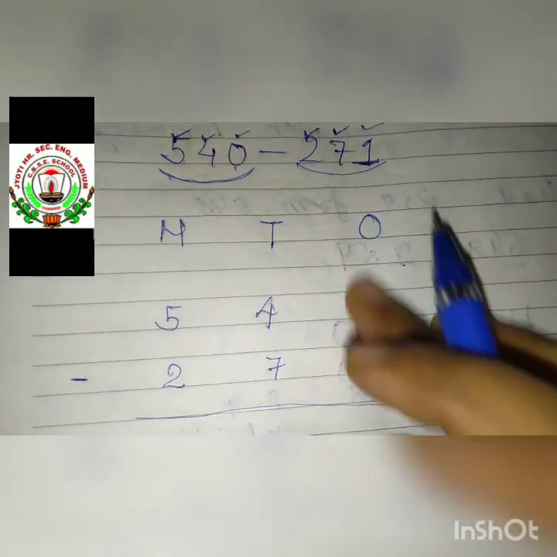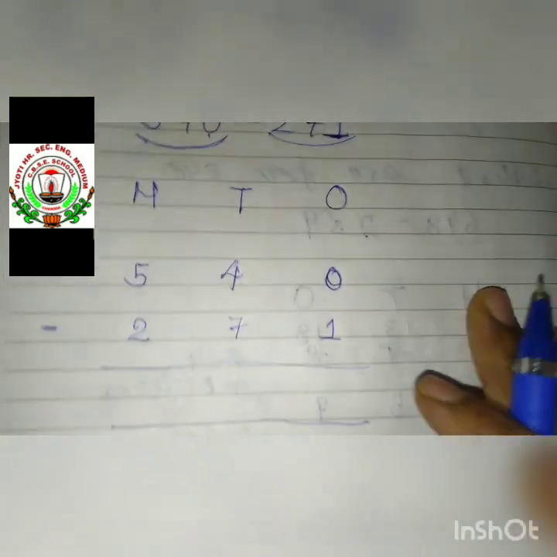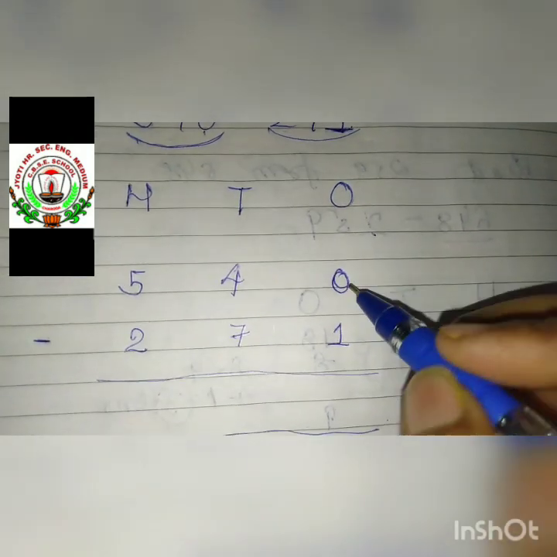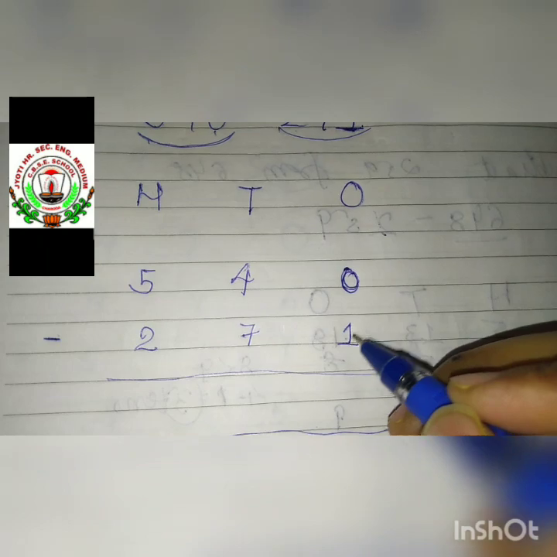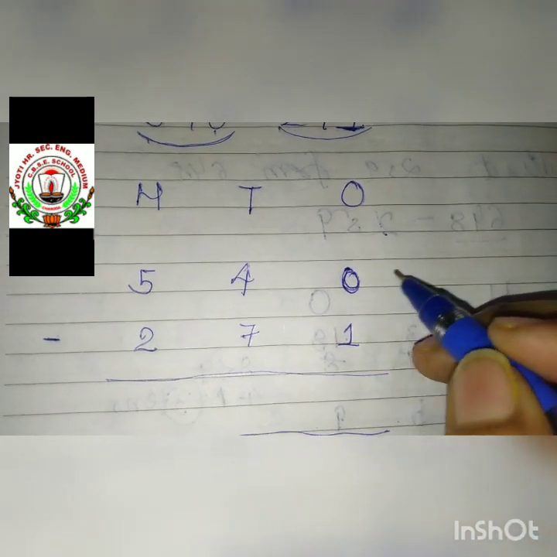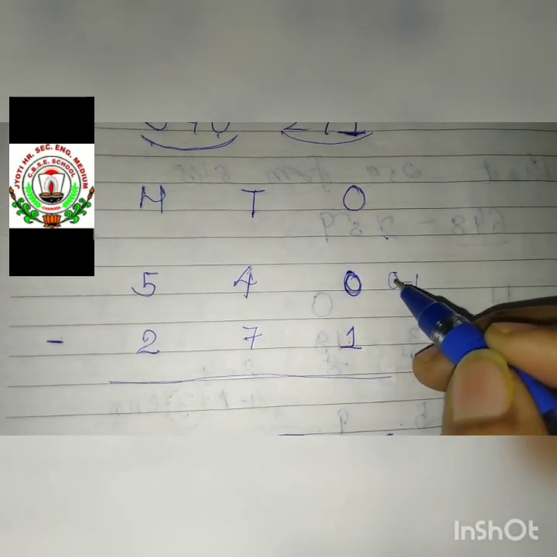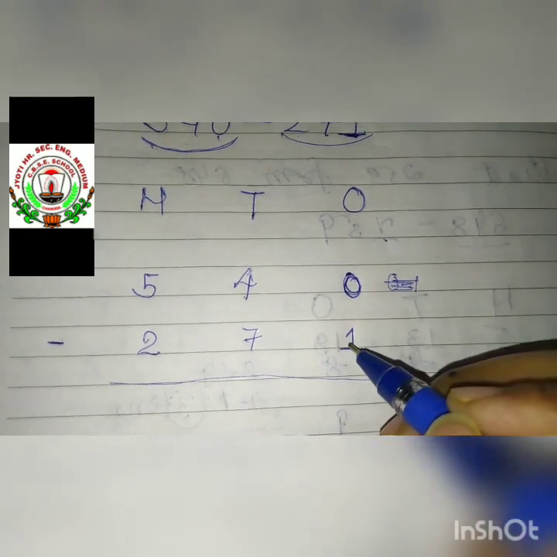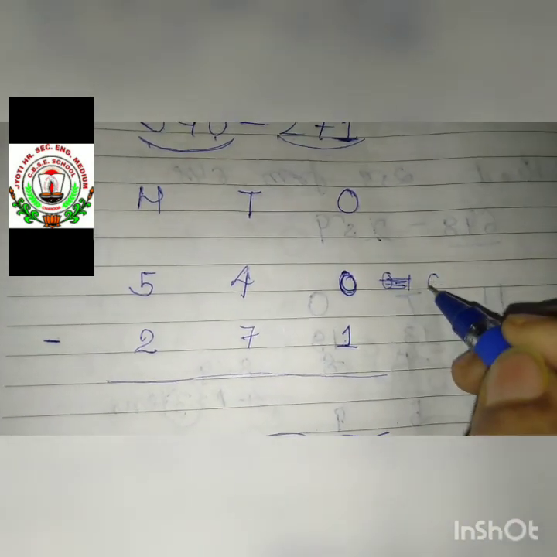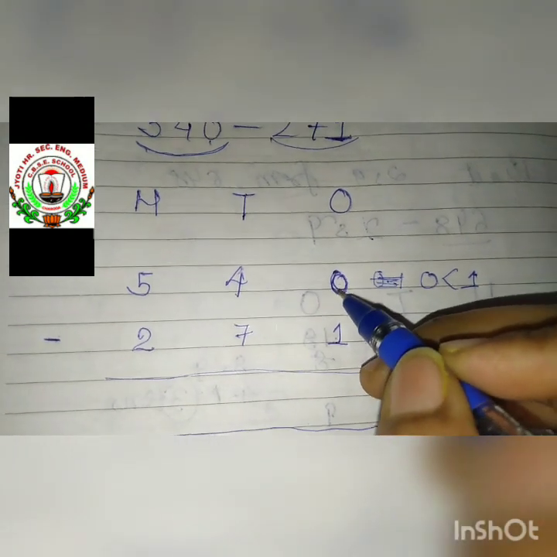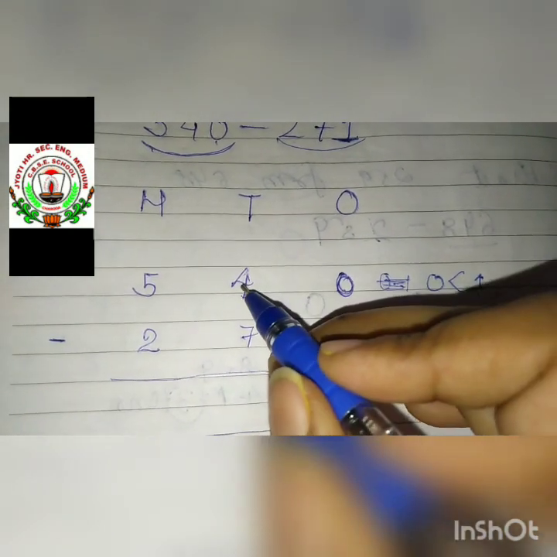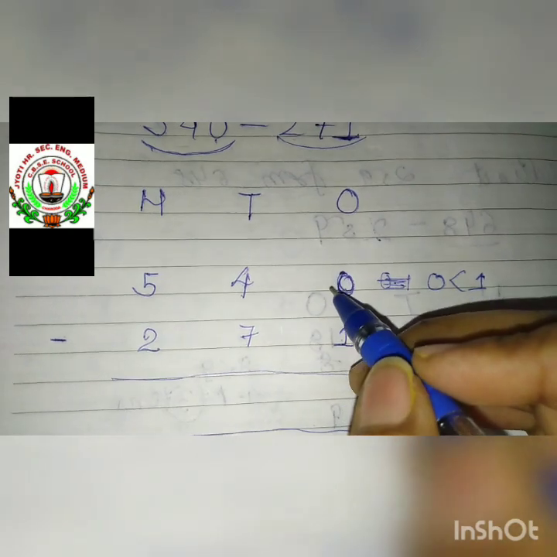See children, starting from ones, tens and hundreds. In the ones place, we have 0 and 1. Can we subtract 0 and 1? 0 minus 1, can it be possible? No, not possible. We can't do 1 minus 0 also. 0 is smaller than 1. So in such a case, the ones place needs to borrow 1 ten from here.